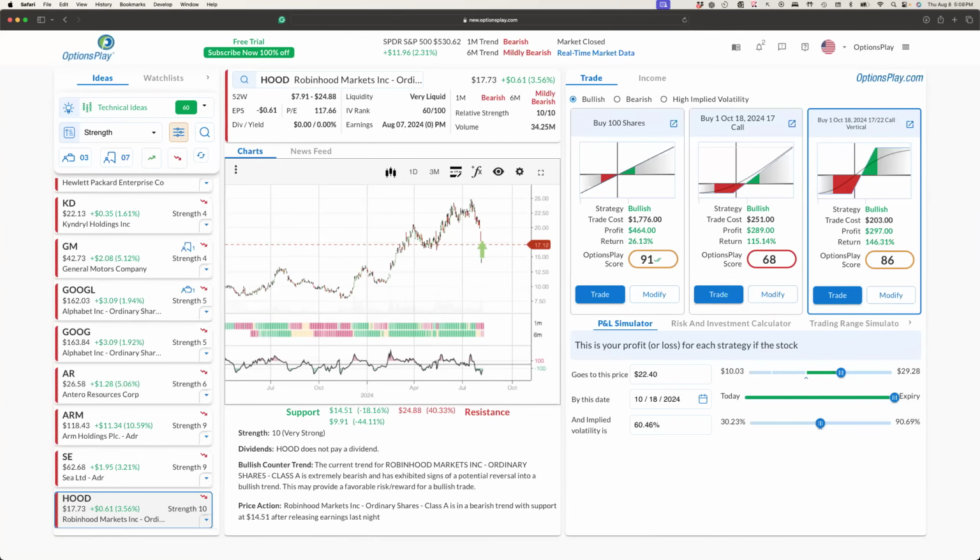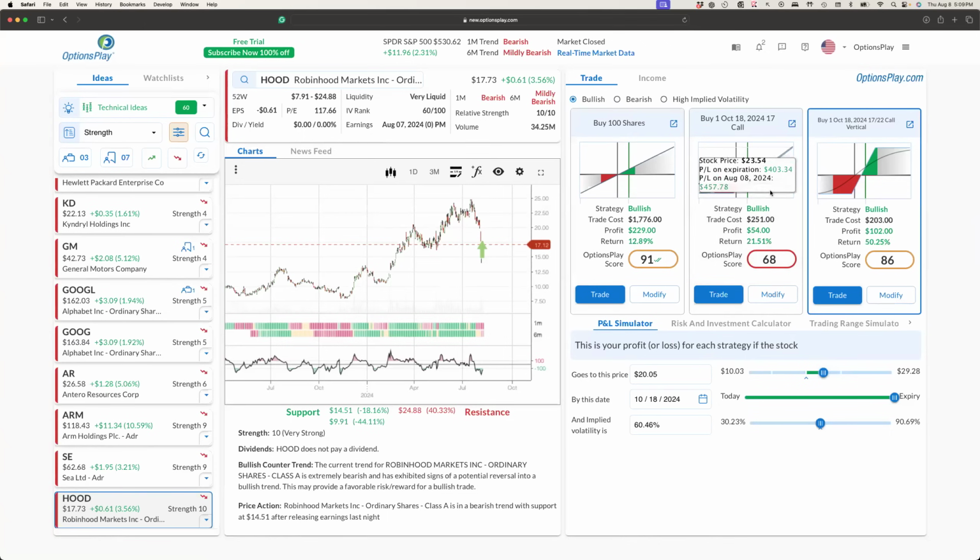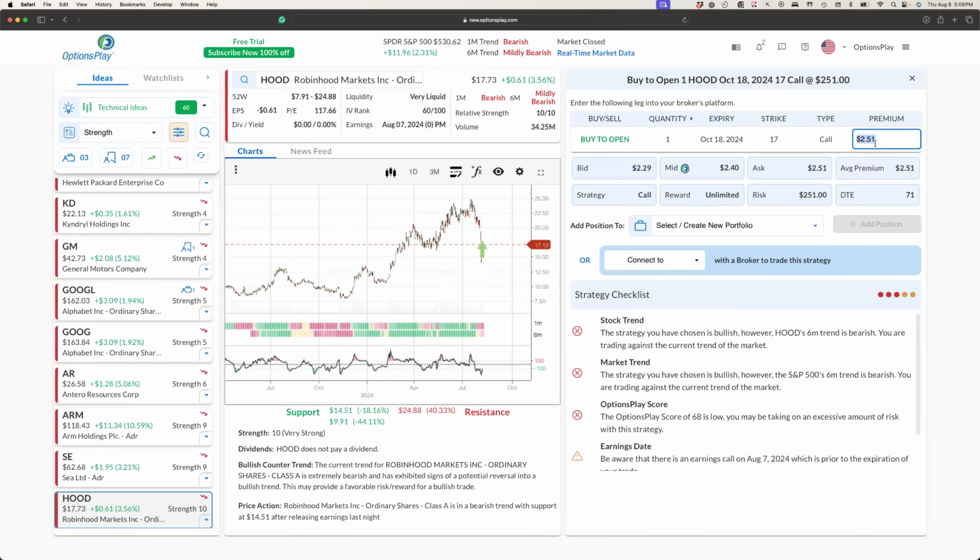Is it possible to insert your own prices when using the P&L simulator? If you're saying, can you enter your own prices in the P&L simulator here, meaning let's say if you bought this call option at $2.40 instead of $2.50, the answer is no. But when you go to trade, you can change the premium. So for example, let's say you open this at 2.40, the risk and reward is recalculated for you based on the price that you've entered.